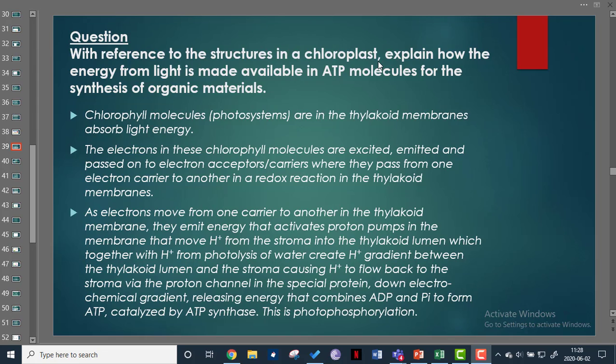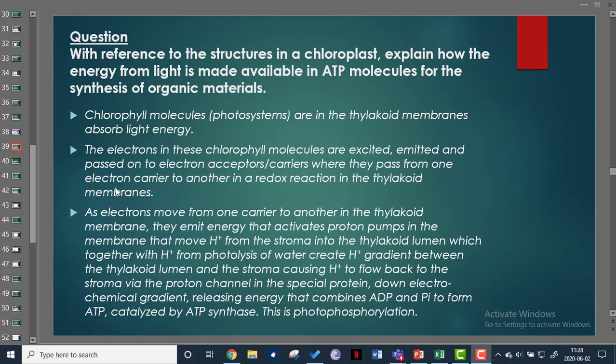Now, the first case there, you can see we are saying that the answer is that the chlorophyll molecules or photosystems are in the thylakoid membranes and they absorb energy. So it is the chlorophyll molecules that absorb the energy and they are found in the thylakoid membrane. So in that case, you are referring now to the structure itself. Then the electrons in these chlorophyll molecules are excited, emitted, and passed on to electron acceptors or carriers, where they pass from one electron carrier to another in a redox reaction in the thylakoid membranes.